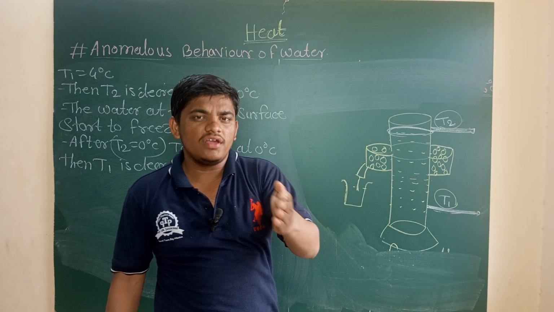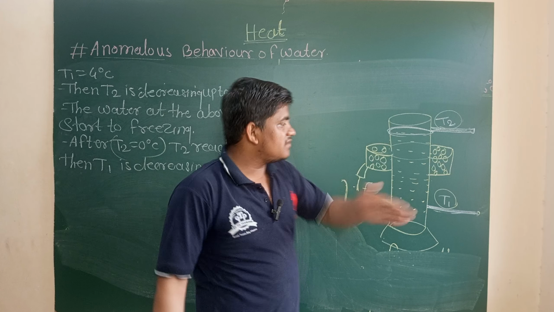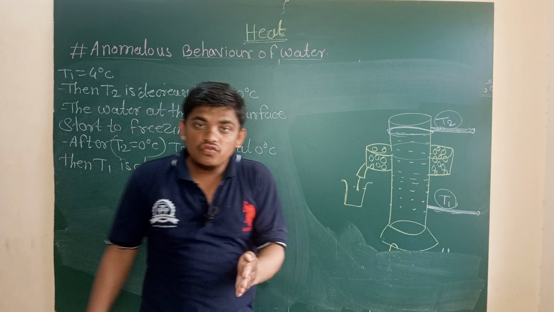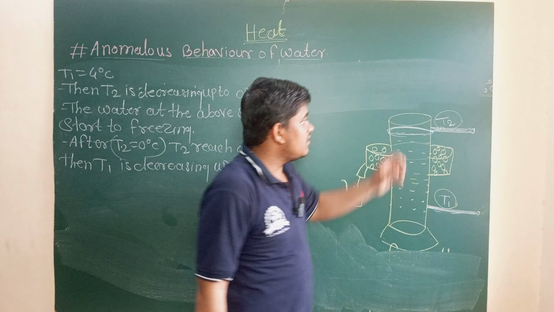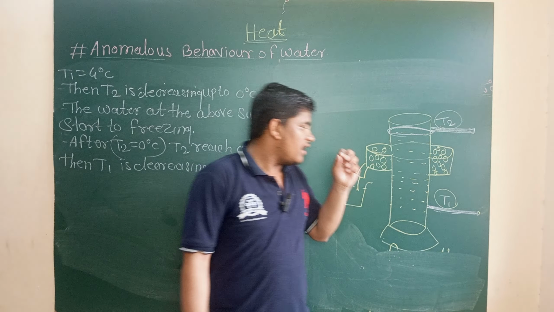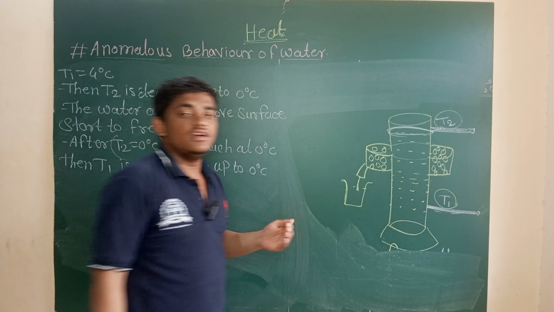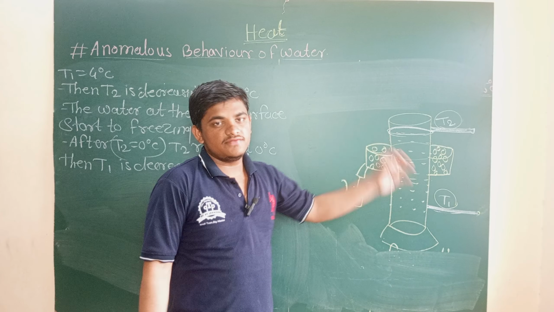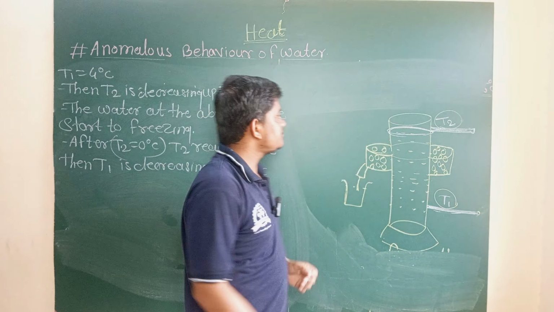When T1 reaches 4 degrees Celsius, at that time T2 is reduced from 4 degrees Celsius to 0 degrees Celsius. After the freezing of the above surface of water, T1 decreases and the whole water freezes. The surface water freezes first.